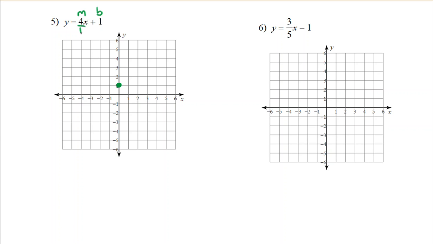From that green one. Some people count from the origin. You're not counting from the origin. You count from the first dot. You go up 4, 1, 2, 3, 4, and then 1 to the right side.